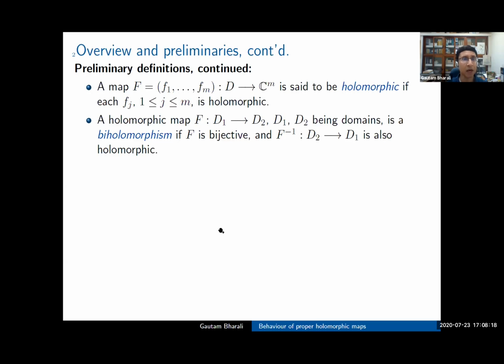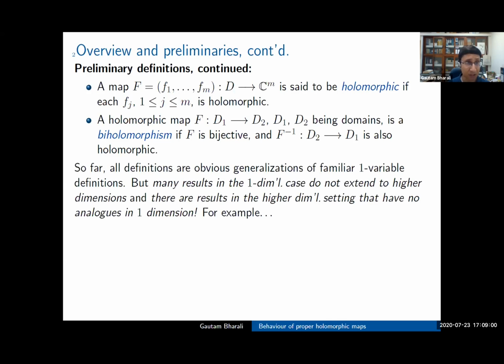So let's define that. A holomorphic map F from a domain D1 to a domain D2 is a biholomorphism if this map capital F is bijective, and so the set-theoretic inverse, this is now a map from D2 to D1, is also holomorphic. So in other words, a biholomorphism, for those of you who are familiar with this language, is an isomorphism for this category, which is the category of domains and holomorphic mappings between them.